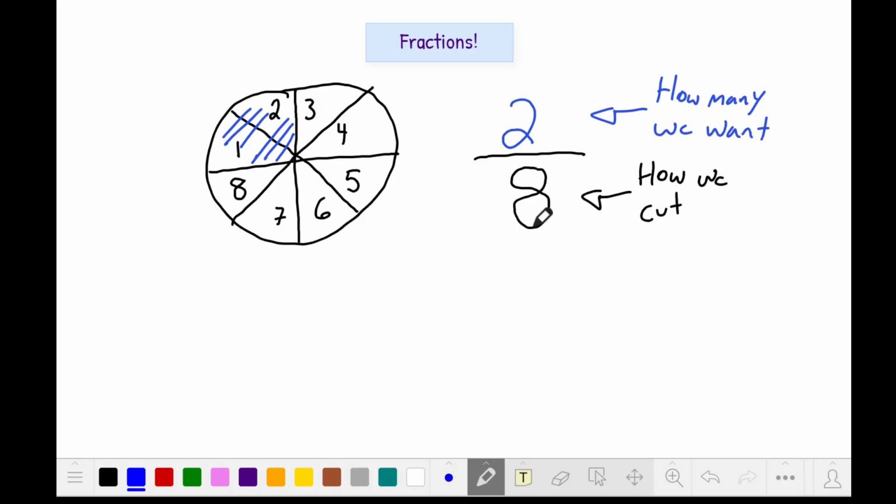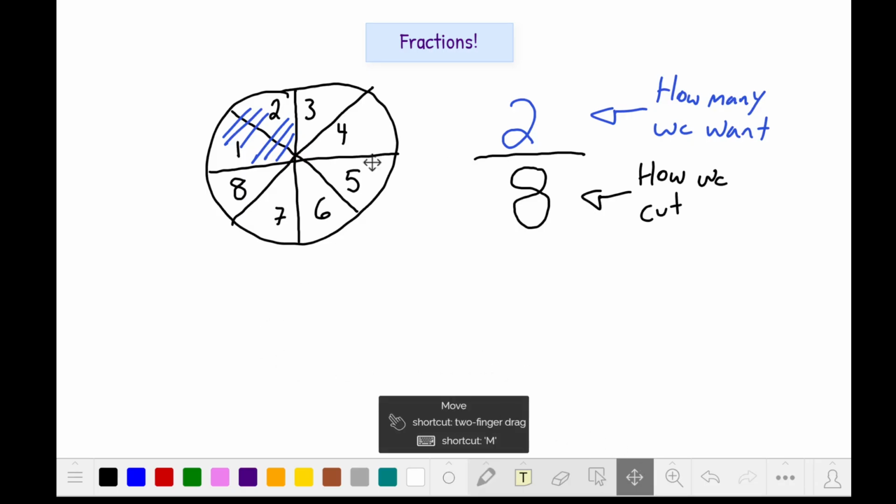So the bottom number 8 is how we cut it. We cut it into 8 slices. The top number is how many we want. We ate 2 slices, so that's 2 total. Pretty straightforward. And it doesn't just apply to food. I just really love to eat and I love food, so that's just the way it is for this one.